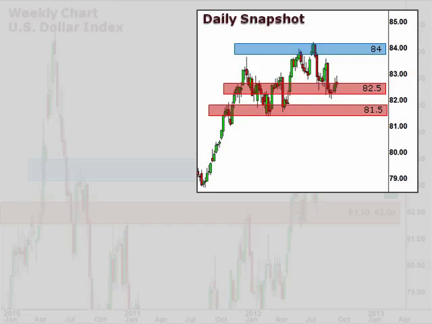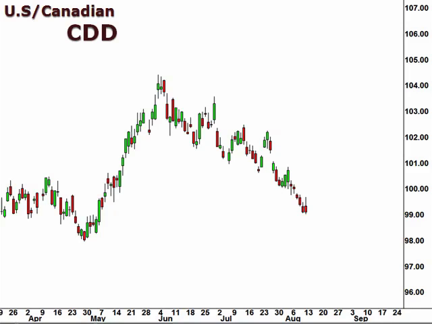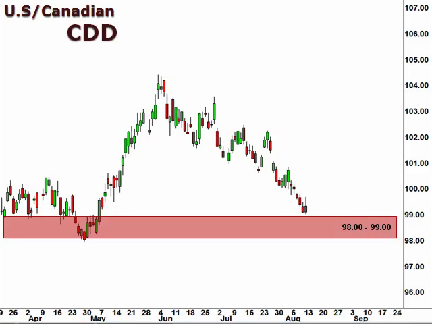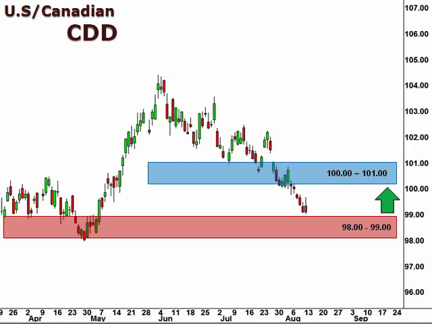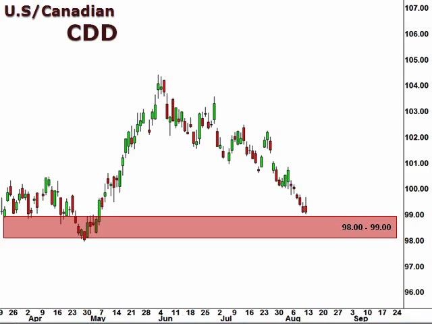The daily chart reflects the consolidation that has been taking place at 82.5 and the strong support at 81.5 with resistance sitting at 84. Next up, the CDD, the US dollar versus the Canadian dollar. Well, the CDD continues to trend lower, now testing the upper range of our 98-99 support level. A bounce this week is likely to meet with resistance at 100-101, which now assumes the role of resistance.